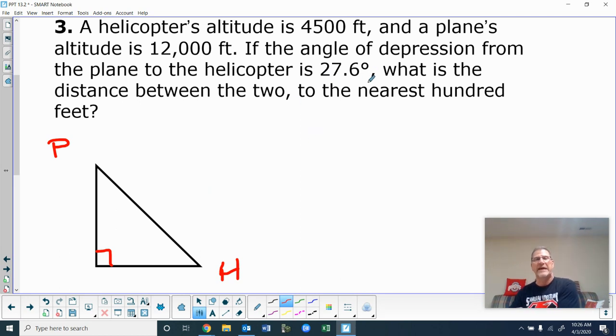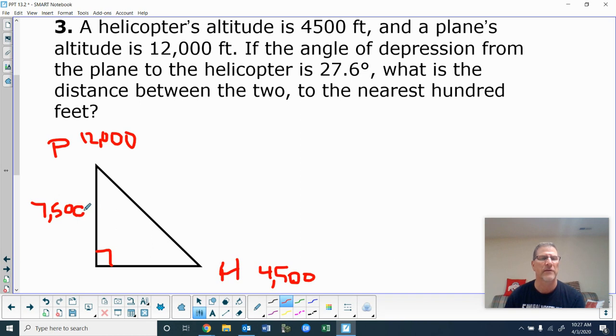Okay. And it says the angle of depression. Oh, okay. It's 12,000 feet here where the plane is, and it's 4,500 here. That's just the height. So I'm going to subtract those. 12,000 minus 4,500 will give me this distance, the difference in their two altitudes, their two heights, which would be 7,500. So this side, that leg of the right triangle, is 7,500 feet.